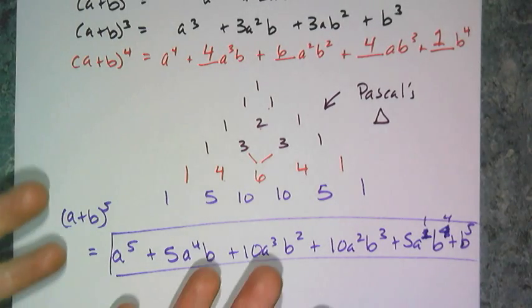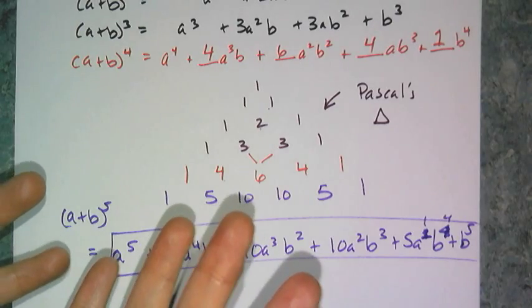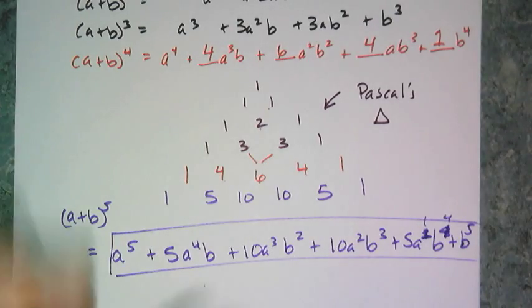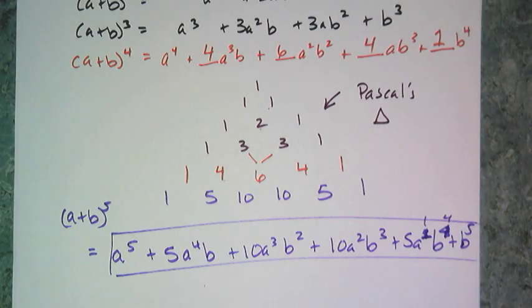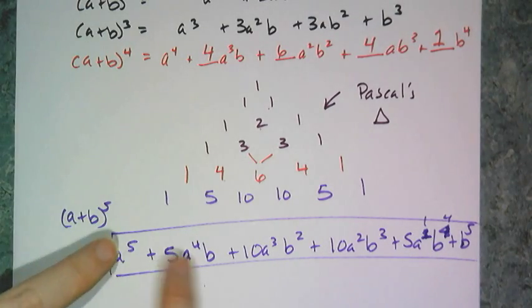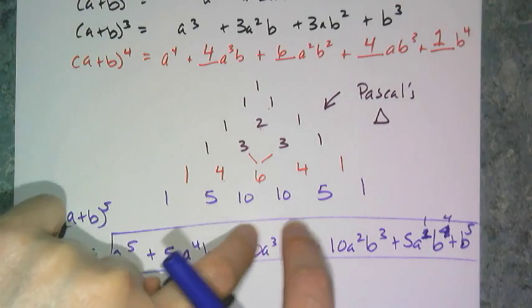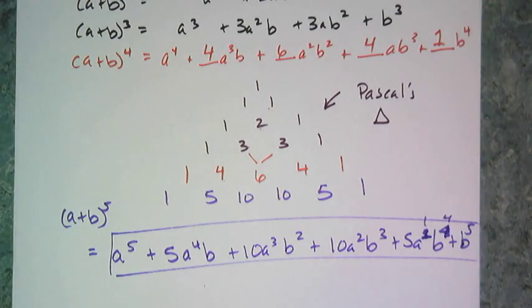Now, if I were to ask you for (a plus b) to the 20th power, well, having to find the 20th row of Pascal's triangle, no matter how easy it is, is still rather tedious. So I want a better way to do this. Is there an easier way to generate the coefficients, or a more efficient way?